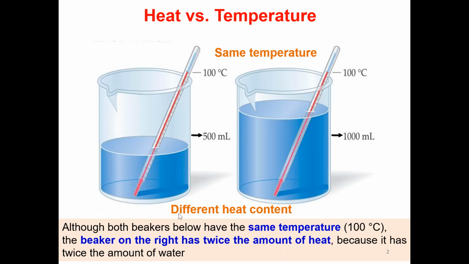We discussed last time that heat and temperature are not the same. In this case, we had two beakers in which we had water, and the temperature of the water is the same, 100 degrees Celsius. However, the amount of heat in each beaker is not the same, because we had twice the amount of water in the beaker on the right. We had 500 milliliters in this beaker, and 1000 milliliters in the other one.